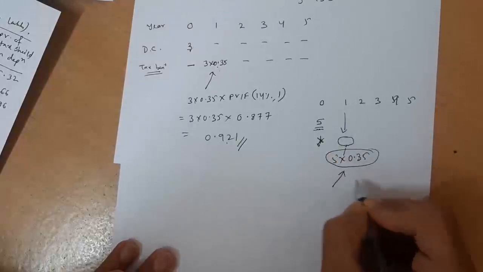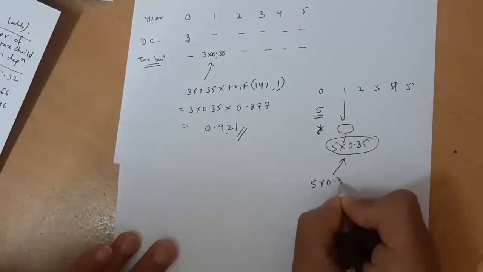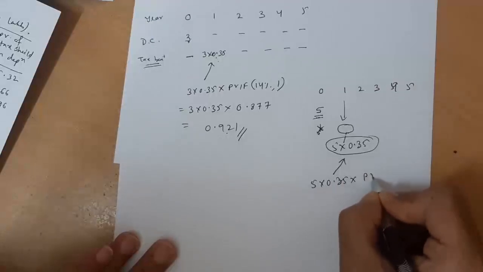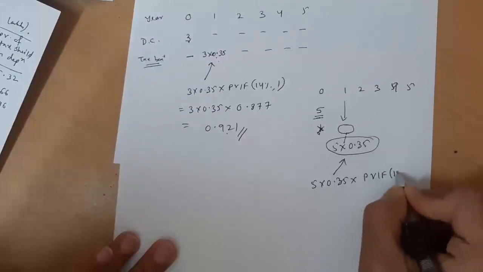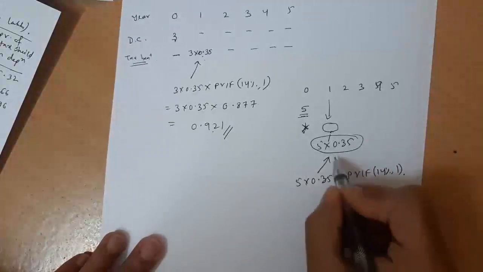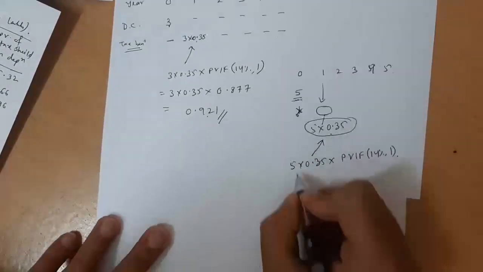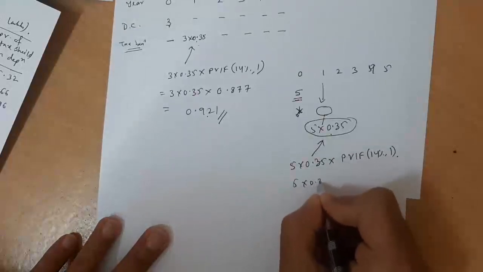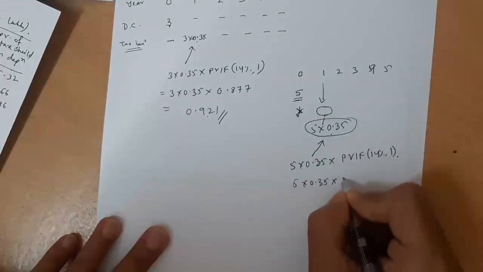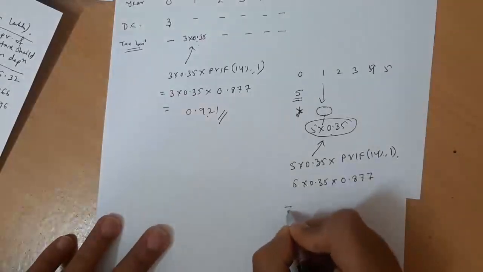And what will be the present value of it? The present value will be 5 into 0.35 into PVIF 14% 1 year. So if you find it, you will get the present value of this one. That will be 5 into 0.35 into 0.877. So how much will it be?